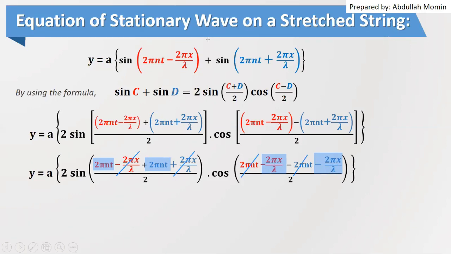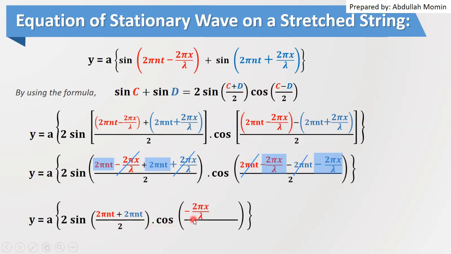So the next step we are going to write is y is equal to a 2 sin (2 pi nt plus 2 pi nt) into cos (minus 2 pi x upon lambda minus 2 pi x upon lambda).